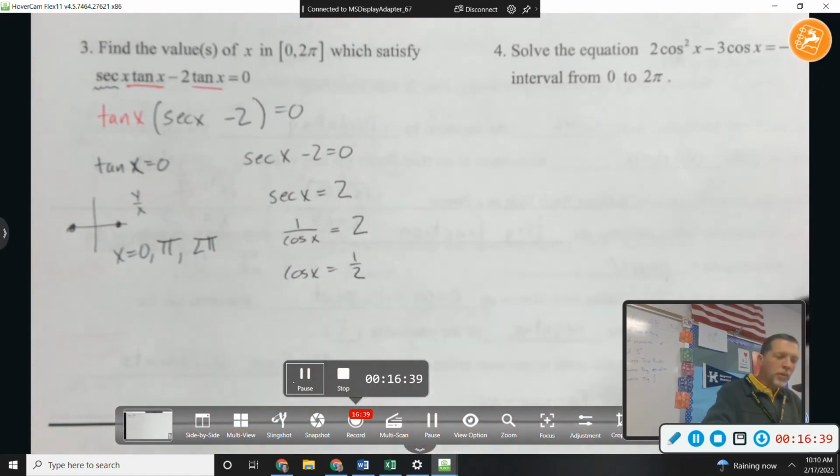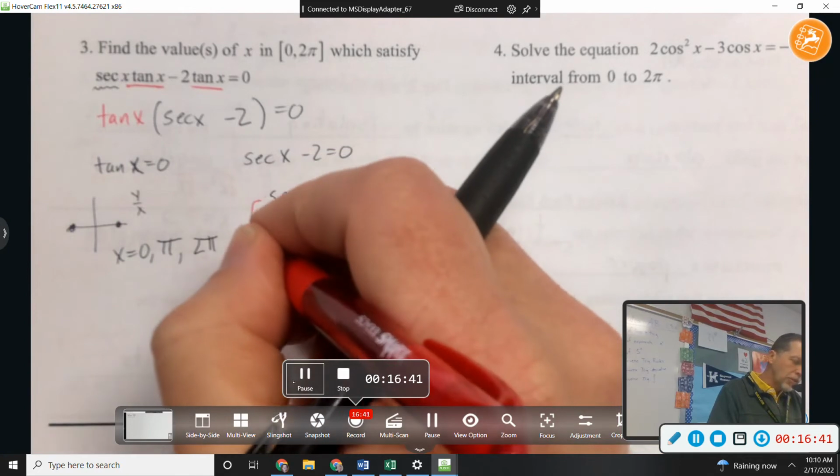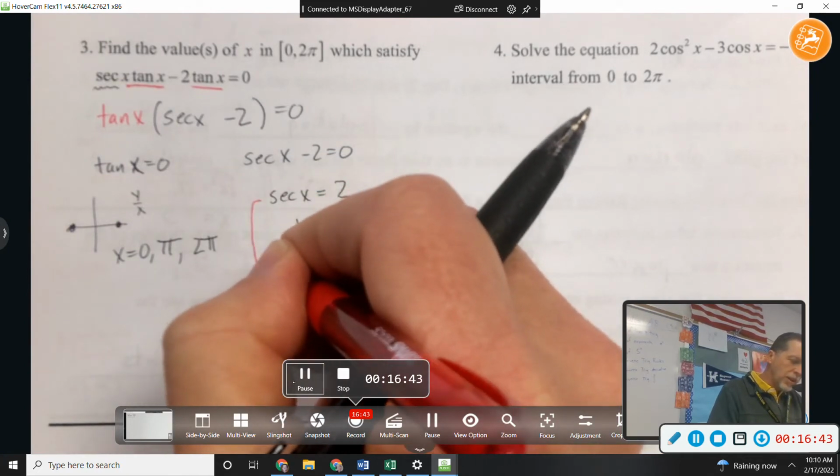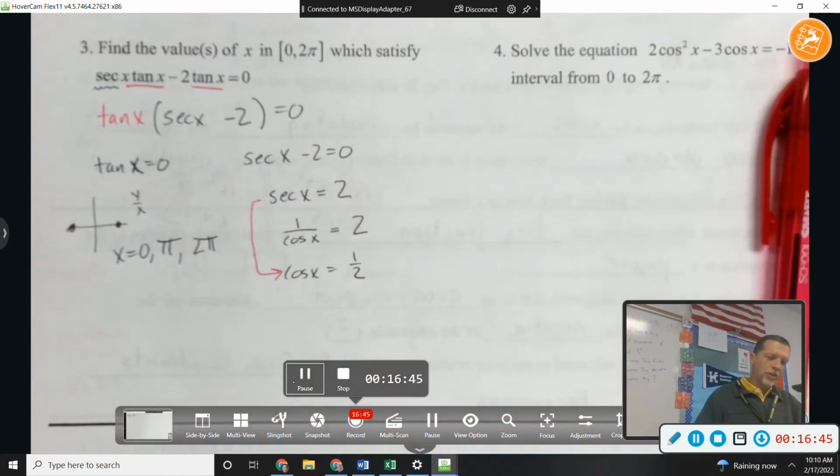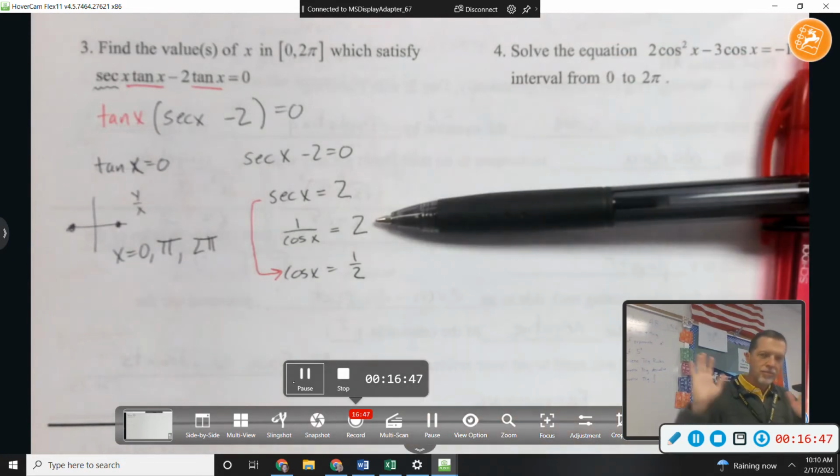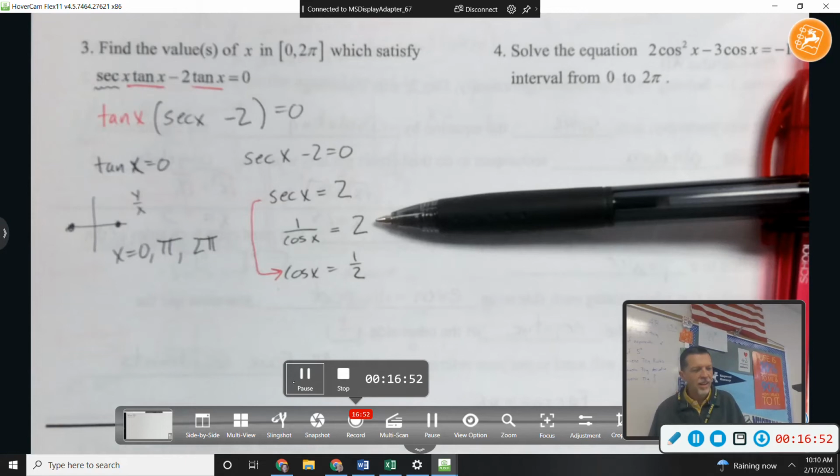Now, most people, after they've done this type of problem once or twice, start to realize, wait a minute, why don't I just not show that middle step? Why don't I just flip both sides? I know that the flip of secant is cosine, so I can jump straight to cosine equals 1/2.